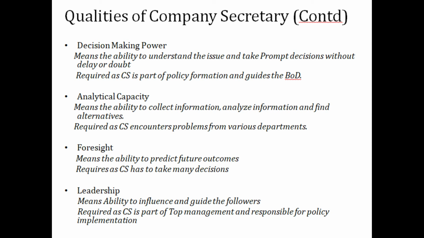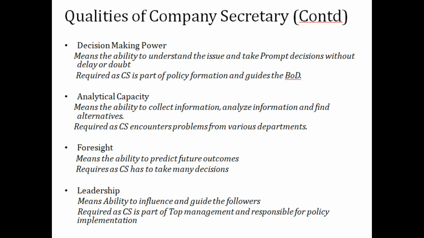Next is analytical capacity. Analytical capacity refers to the ability to collect and analyze information, to analyze the alternatives and to make decisions. So whenever a CS encounters any problem, it may be administrative or an executive problem, he should be able to carefully examine the problem and to understand the problem and take a prudent decision.